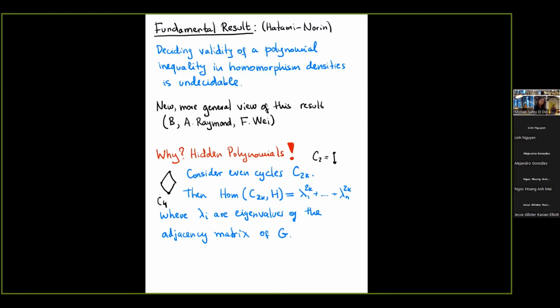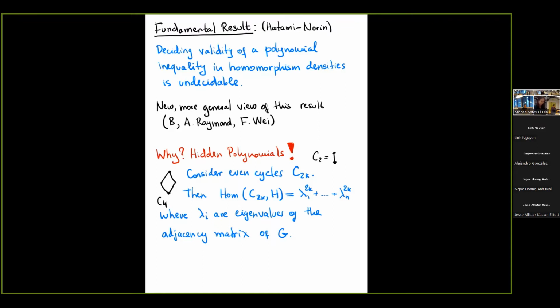Now it's a simple exercise in combinatorics to prove that the number of homomorphisms from, in fact, any cycle to a graph H is just the trace of A to the K, where A is the adjacency matrix of the graph. So what is the adjacency matrix? It's a symmetric matrix. You put 1 where there is an edge between i and j, and 0 when there is not an edge. In particular, because our graphs have no self-edges, on the diagonal you will see zeros, and then you will see 1s for edges.